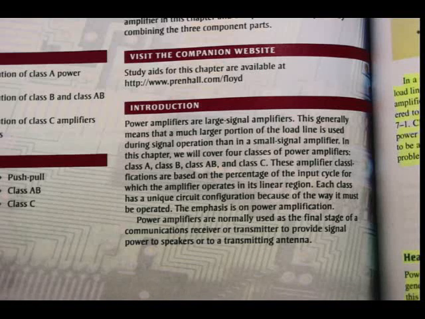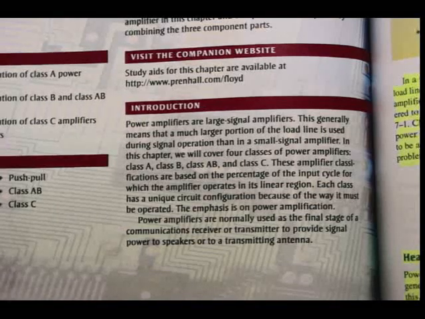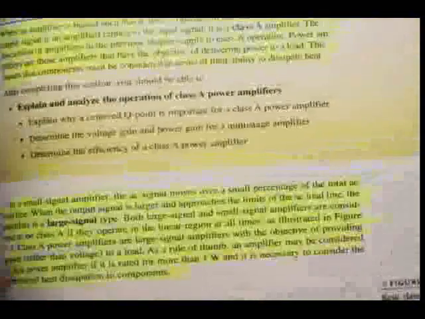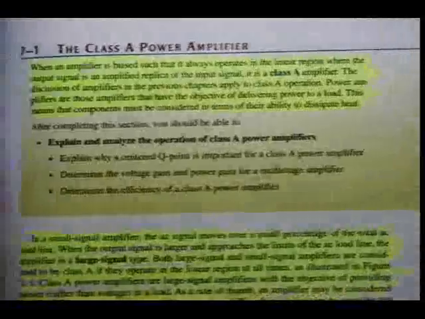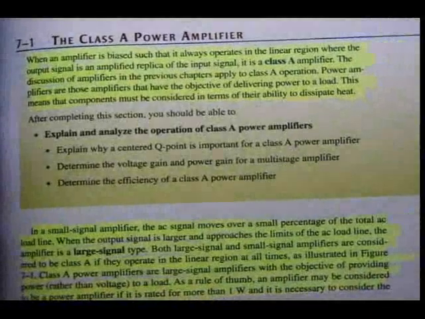Each class has a unique circuit configuration because of the way it must be operated. But the emphasis is on power amplification. Power amplifiers are normally used as the final stage of a communications receiver or a transmitter to provide signal power to speakers or to a transmitting antenna. Now the first one that we're going to discuss is the Class A power amplifier.